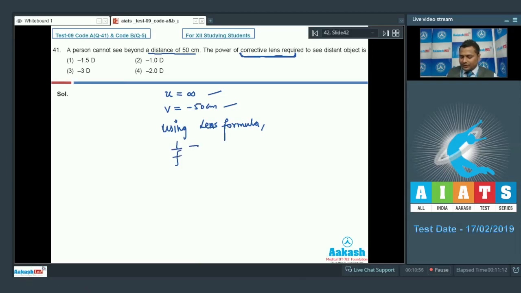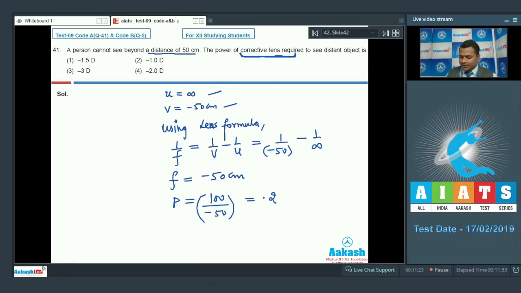given by 1 by f equals 1 by v minus 1 by u, which is equal to 1 by minus 50 minus 1 by infinity. So focal length comes minus 50 centimeter. As a result, power comes 100 by focal length if we talk in diopter, which gives you minus 2 diopter. So the power of correcting lens will be minus 2 diopter. It means concave lens has been used here.